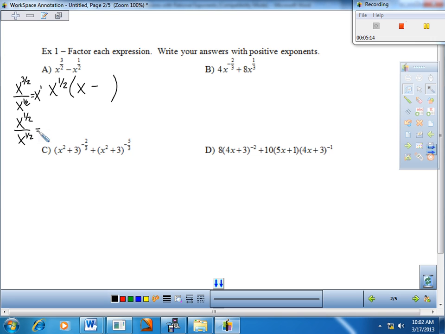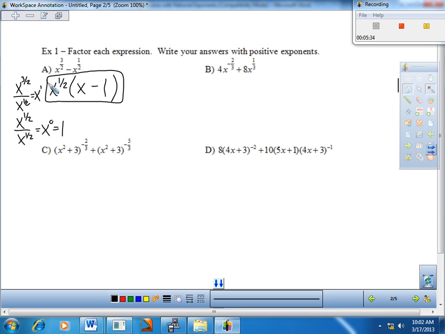And you would say, oh, okay, well, Mr. Meyer taught me to keep the base and subtract the exponents. 1/2 minus 1/2 is 0. Oh, wait a minute, x to the 0 is 1. And so you get that. And we all know, of course, anything divided by itself is 1. And so there you go. I mean, that's factored form in a nutshell.